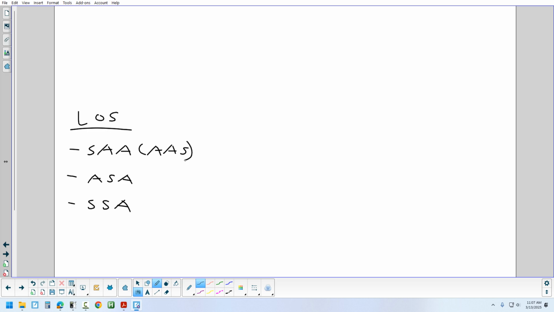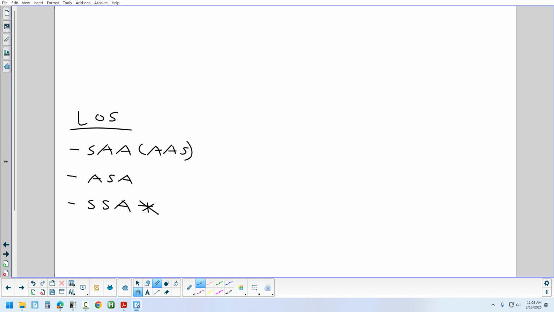And remember, these letters tell you what information you're being given and the placement. Out of these three cases, which one is the one that could have the 0, 1, or 2 solutions? Side, side, angle. Right. So that's the one where we got to be careful and check everything.